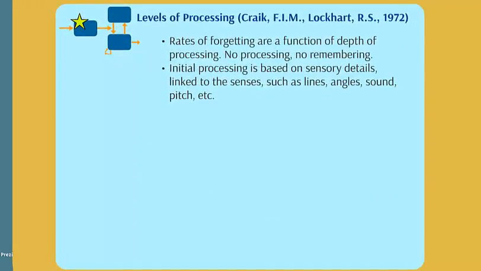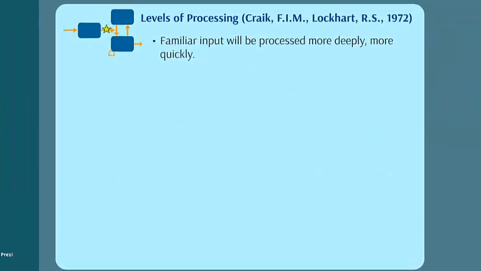The final model we will examine is that of levels of processing, as discussed by Craik and Lockhart. The first notable feature is a difference in sensory memory. Here, rates of forgetting are a function of depth of processing. No processing, no remembering. Initial processing is based on sensory details linked to the senses, such as lines, angles, sound, pitch, etc. Another notable point occurs at initial processing. Craik and Lockhart suggest that familiar input will be processed more deeply, more quickly.